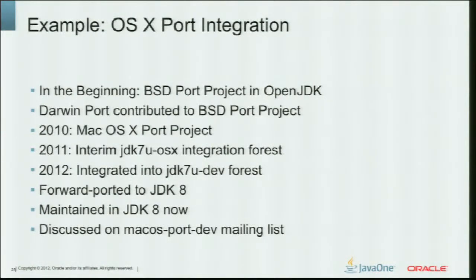But of course, not everything is that easy. There are some cases that are special. One of these special things is integrating a new operating system port into the JDK. That happens very rarely. And it just happened in 7 updates that we got a new port for OS X. So back in the early days of OpenJDK, there was a porting project for BSD platforms, for NetBSD and FreeBSD and OpenBSD. And all was good. And then along came Landon Fuller and contributed a port to the BSD porting project for Darwin, or in other words, for the Mac.